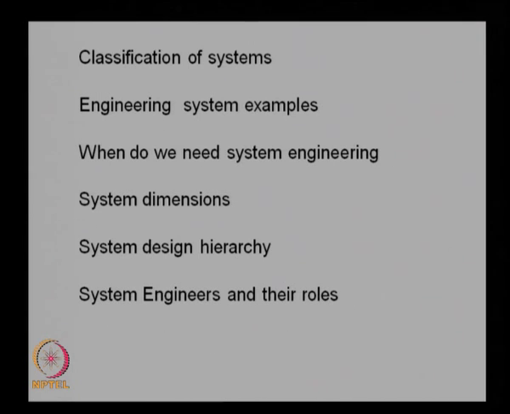So this lecture is divided into two parts. In the first part I will be talking about the classification of systems, basically the natural systems and artificial or man-made systems. Then we will talk about engineering system examples, when do we really need to use system engineering, and what are the system dimensions, basically what kind of social and technical dimensions are there for engineering systems, and then we will talk about the system design hierarchy and then the role of system engineers, how system engineers play a vital role in design, development and execution of engineering systems.